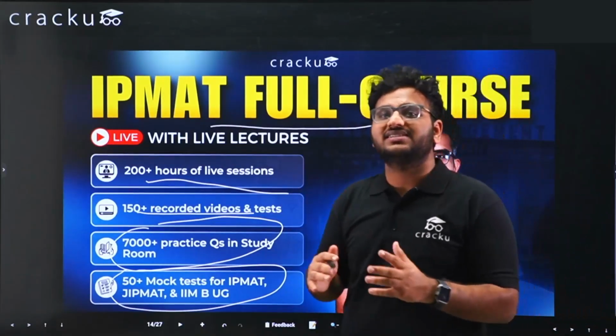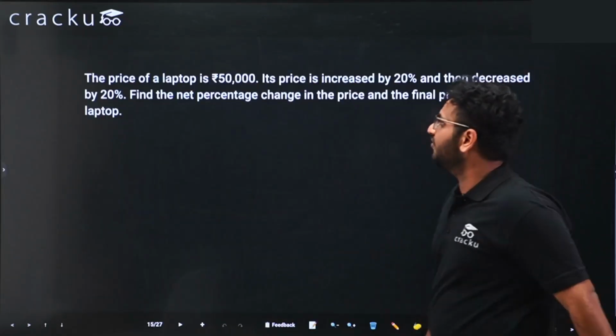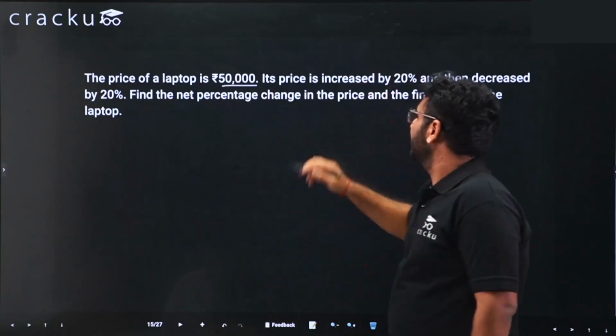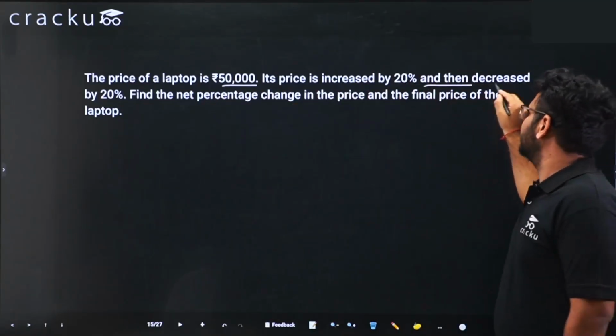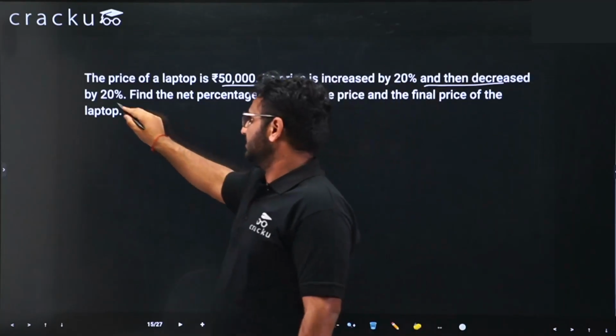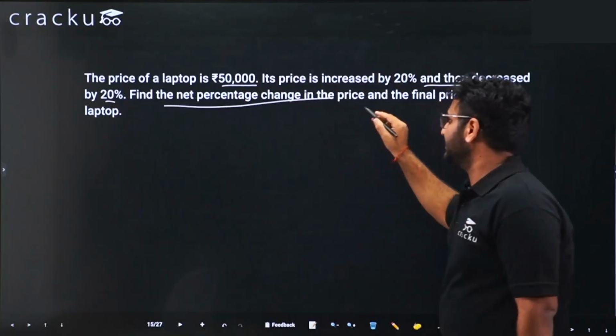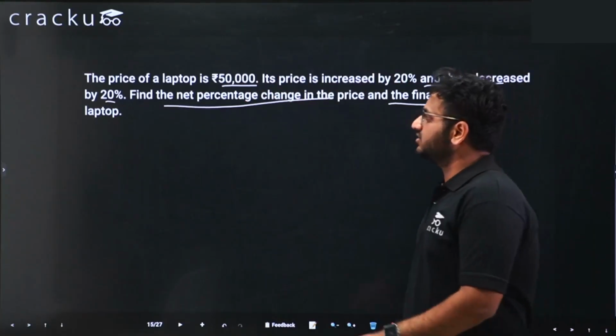Now let us look at some more questions. So the price of a laptop is rupees 50,000. Its price is increased by 20% and then decreased by 20%. Find the net percentage change in the price and the final price of the laptop.